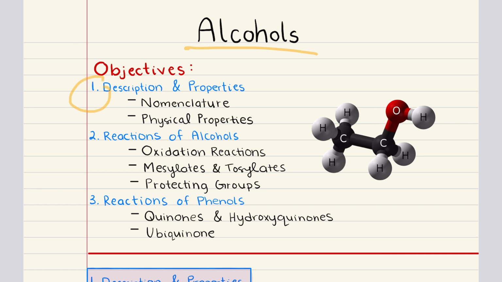First, we're going to discuss the description and properties of alcohols, including how they're named and their physical characteristics. Next, we're going to explore the reactions of alcohols. Here, we're going to focus on the oxidation reactions of alcohols, how alcohols can be converted into mesylates and tosylates, and their role in protecting groups. Finally, we'll wrap up with the reactions of phenols.